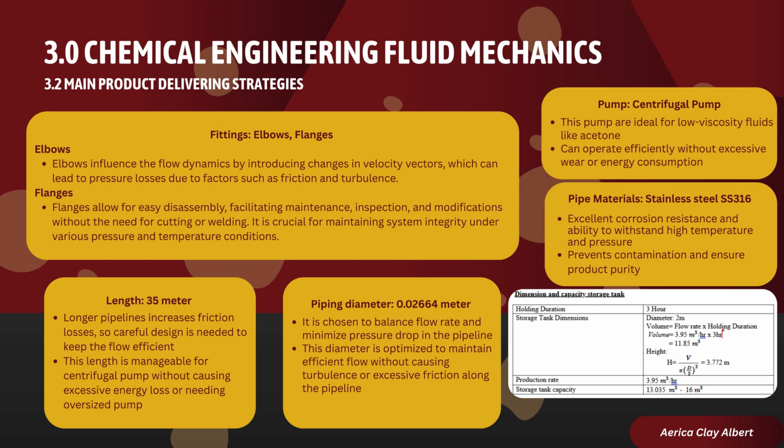In this design, the acetone storage tank is calculated based on a 3-hour holding duration with a diameter of 2 meters. The total volume is 11.85 cubic meters, derived from the production flow rate of 3.95 cubic meters per hour. The calculated height of the tank is approximately 3.77 meters, ensuring the tank can store between 13 to 16 cubic meters of acetone to provide safety and sufficient space.